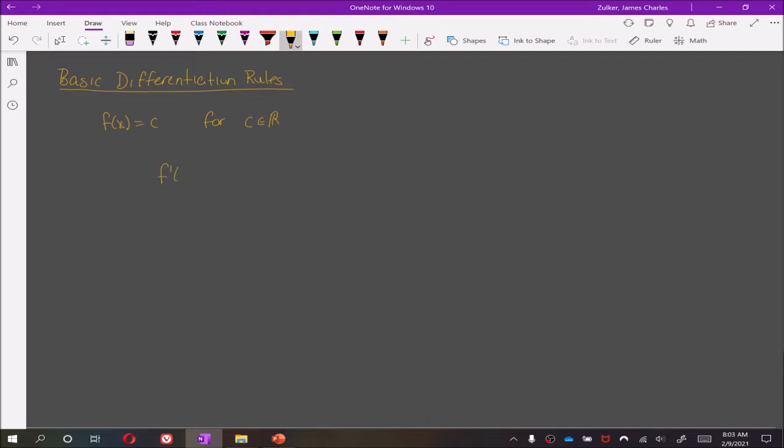f prime of x is the limit as h goes to 0 of f of x plus h minus f of x all over h. Well, this is going to be the limit as h goes to 0 of c minus c over h, which is the limit as h goes to 0 of 0, and that's just 0.